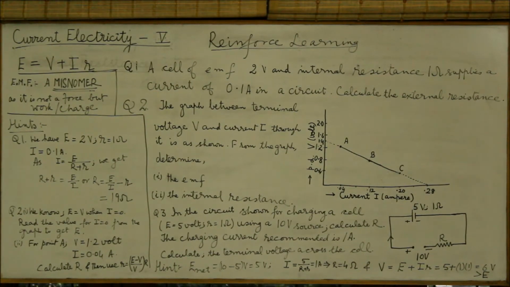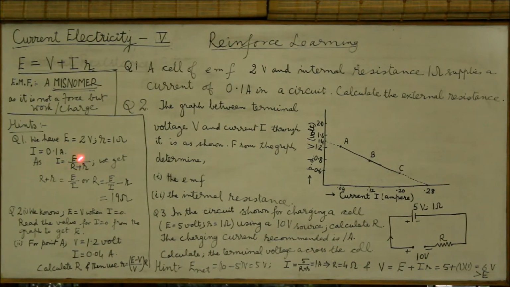Let's proceed to solve a few problems to reinforce what we have learned. Question 1. A cell of EMF 2 volts and internal resistance 1 ohm supplies a current of 0.1 ampere in a circuit. Calculate the external resistance connected in the circuit. Here we have E is equal to 2 volts, small r is equal to 1 ohm, and the current drawn from the cell is 0.1 ampere.